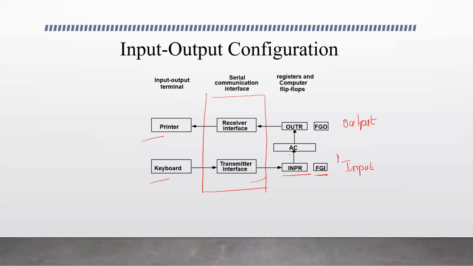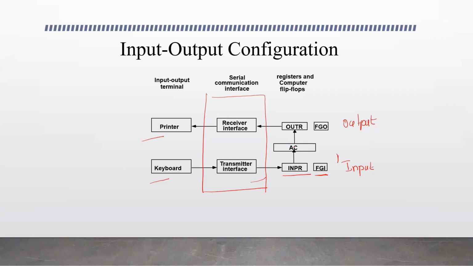The computer checks the flag FGI, and if it is set to 1, that means there is input available in INPR. So the processor accepts the input from INPR, and the input gets transmitted to the processor for processing. Here we have the accumulator, the processor register. Input is transmitted from INPR to the accumulator, and it is processed, and the result gets stored in the accumulator.